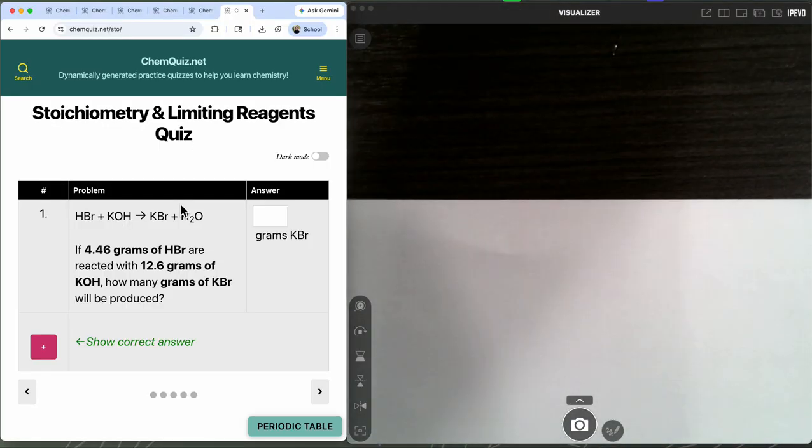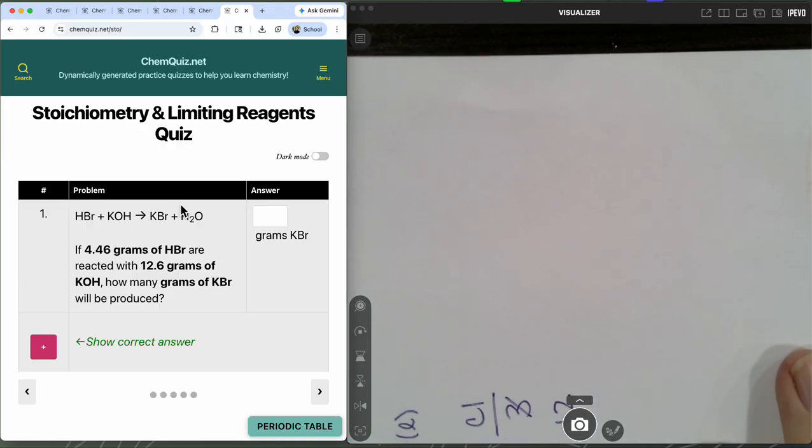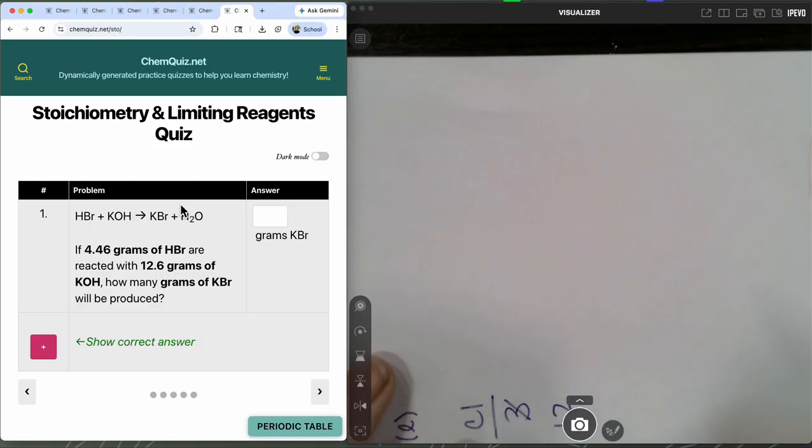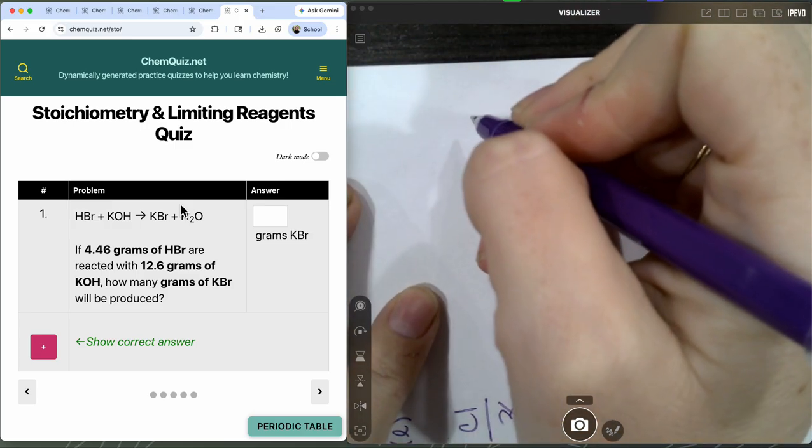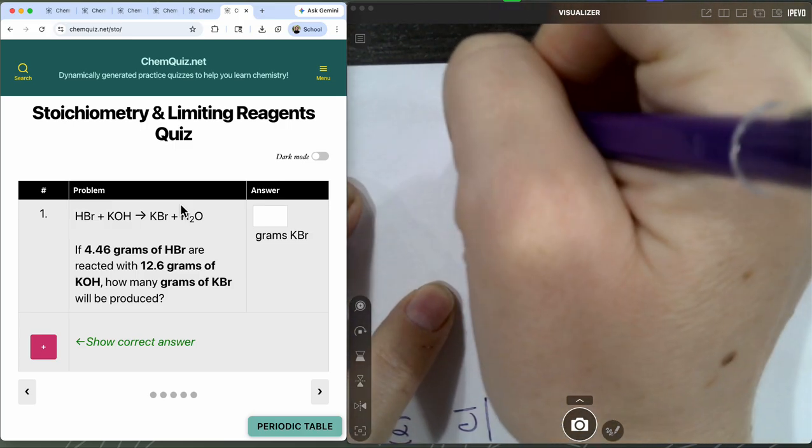So this problem says, if 4.46 grams of hydrogen bromide are reacted with 12.6 grams of KOH, how many grams of KBr will be produced? All right, what's our first step? Balance. Absolutely, we gotta balance first. If you haven't balanced your reaction, your math will almost certainly be wrong.